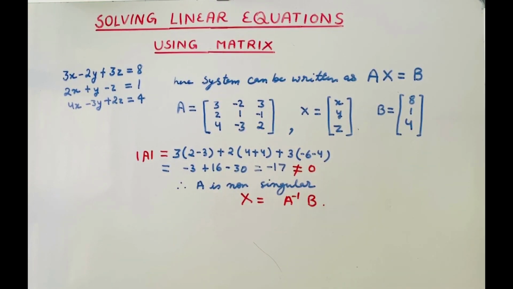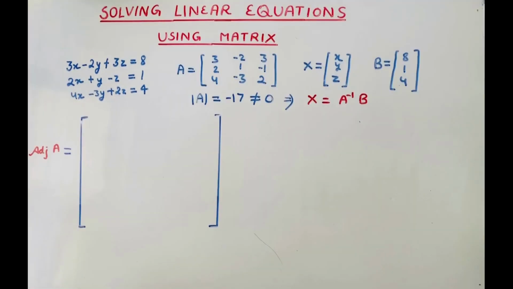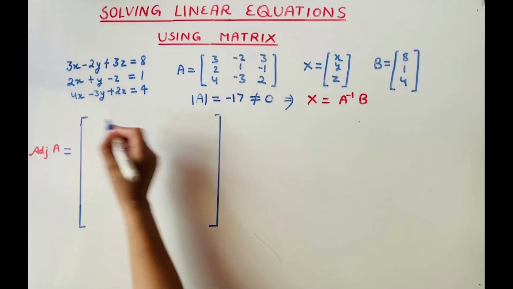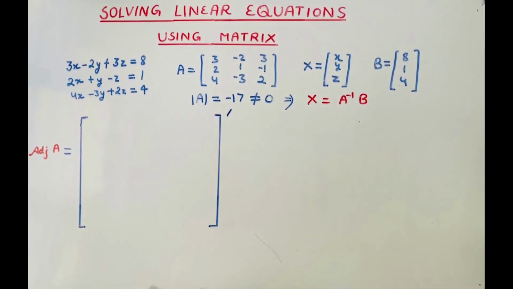Okay. Now your next step is to obtain A inverse. So now we will find the adjoint of A. For finding the adjoint of A, we will find the cofactors and take the transpose of the cofactors. Now first we will find the C11 cofactor of the first element.